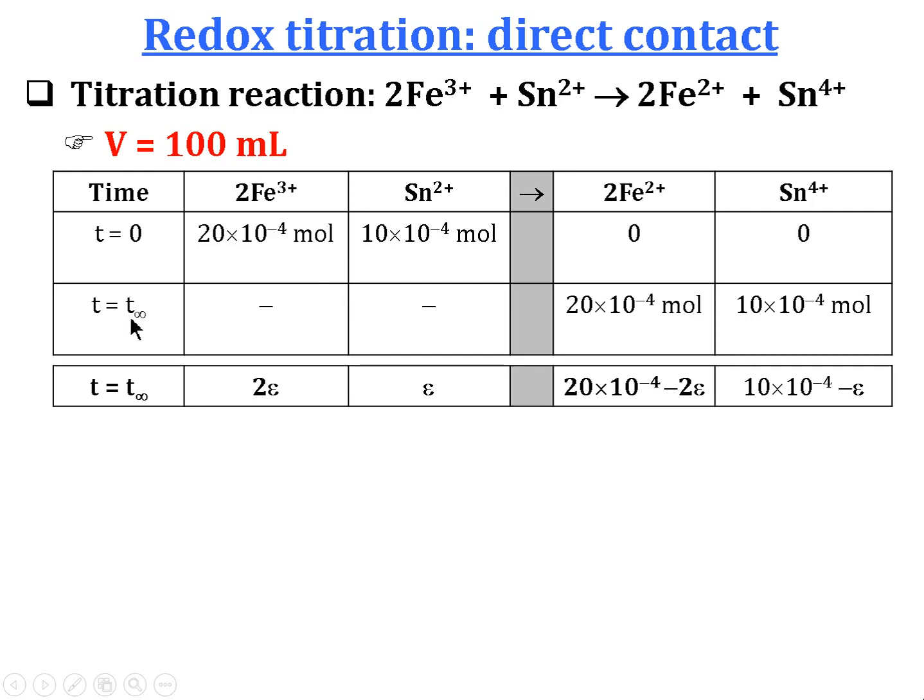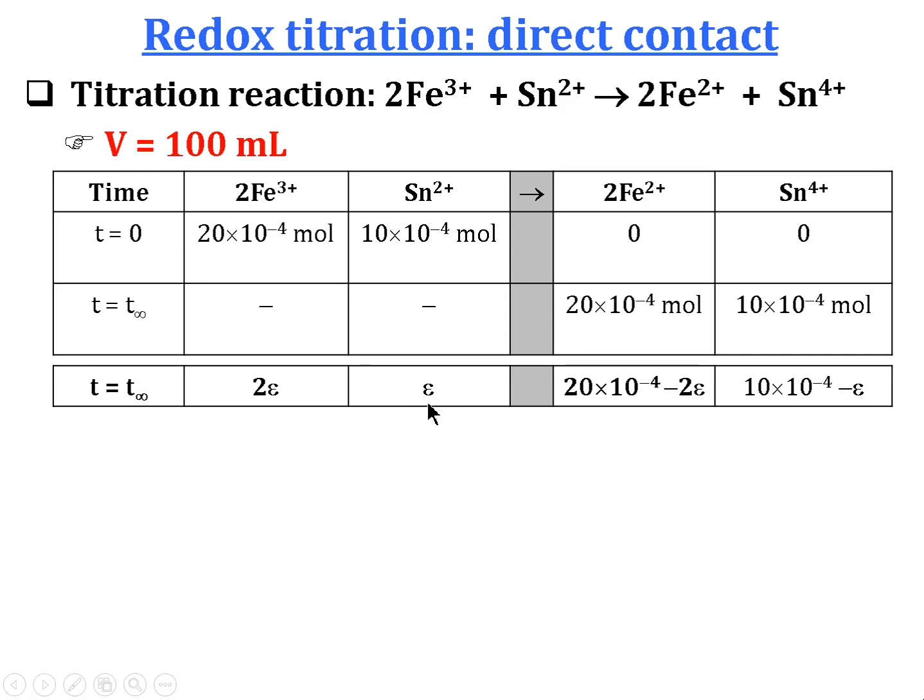The reaction will proceed till equilibrium at t equals infinity. So no Fe3+ and Sn2+ remain. We have formation of 20 times 10^-4 mole of Fe2+ and 10 times 10^-4 mole of Sn4+. The reaction will proceed therefore in direction 2, but this reaction in direction 2 is highly limited. So at the new equilibrium, we have 20 times 10^-4 minus 2 epsilon, 10 times 10^-4 minus epsilon, epsilon, and 2 epsilon.